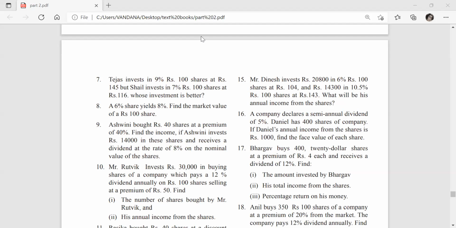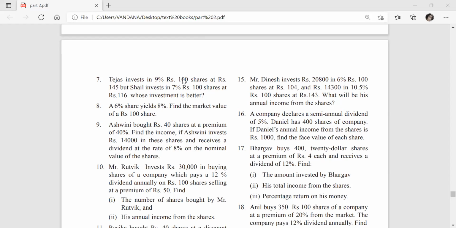Mr. Dinesh invests 20,800 in 6%, rupees 100 shares at rupees 104, and rupees 14,300 in 10.5%, rupees 100 shares at rupees 143. What will be his annual income from the shares? Dinesh has invested in two places: 20,800 in 6% rupees 100 shares at 104, and 14,300 in 10.5% rupees 100 shares at 143. What will be his annual income?